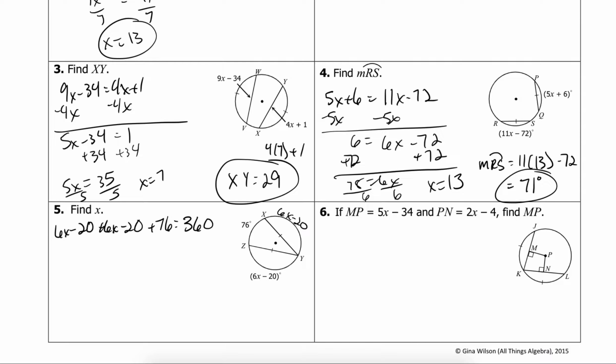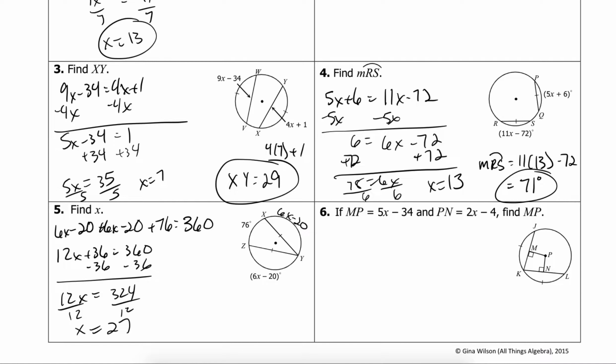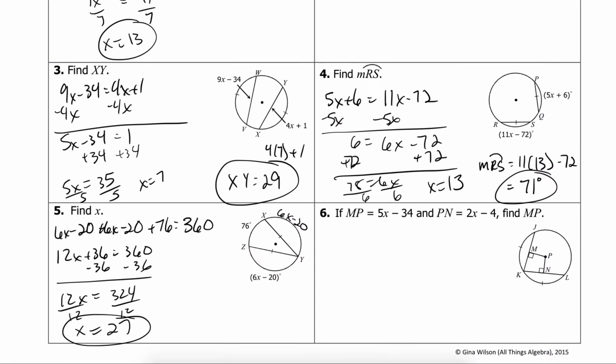Okay, so it's going to be 12x, and then let's see, plus 36 equals 360. Subtract 36 from both sides. 12x equals 324. Divide by 12. X equals 27. We get to stop there on that one. All right. So that's that. Let's take a look at number 6.